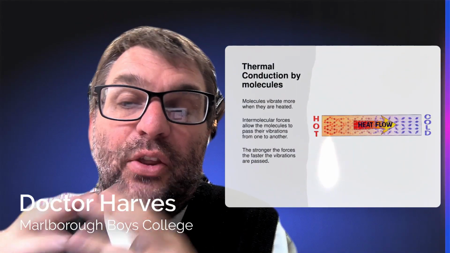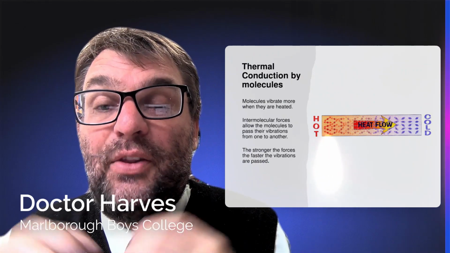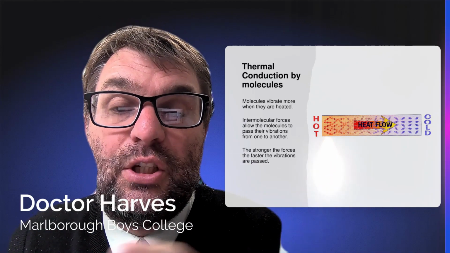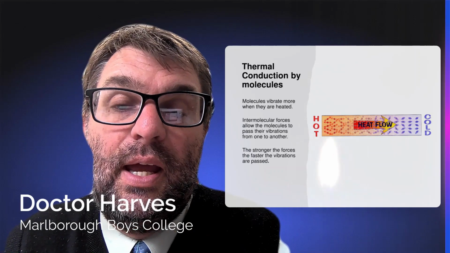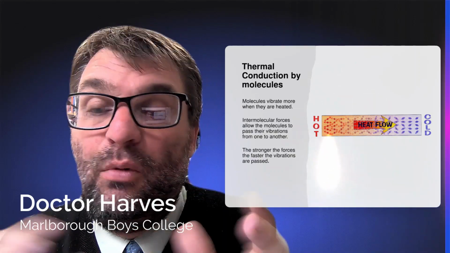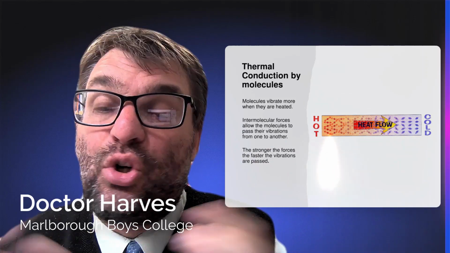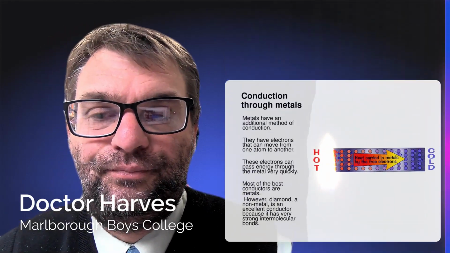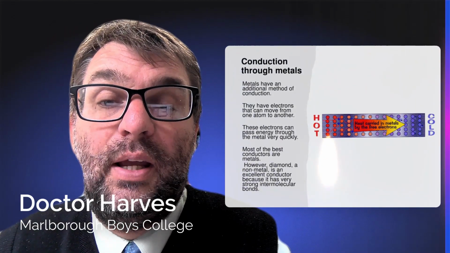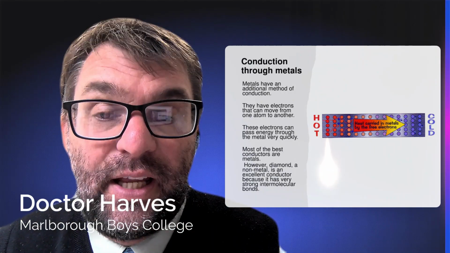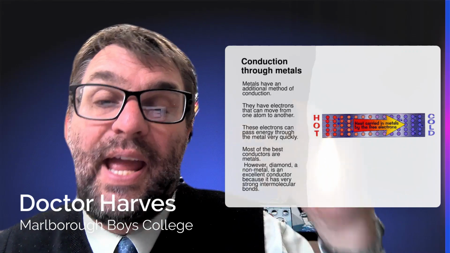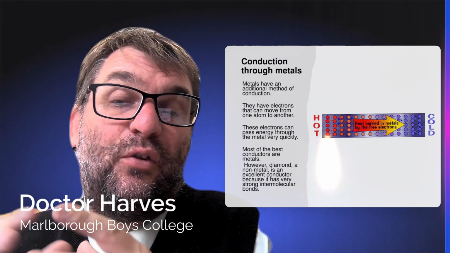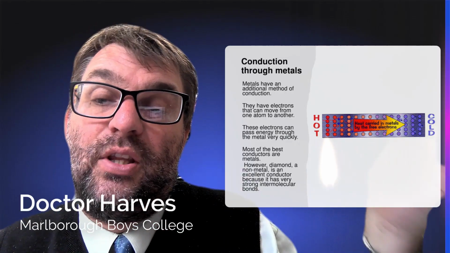In terms of thermal conduction in molecules, the molecules or particles vibrate more when they're heated because they have more kinetic energy, and the forces between the particles pass that movement of energy onto the next one. The stronger the forces, the faster the vibrations, so the faster the heat transfer by conduction. Metals are a case in point, very good conductors because they have electrons that can move from one atom to the next metal atom. Conduction occurs very quickly because it's very easy for the heat energy to pass to the adjacent atom.